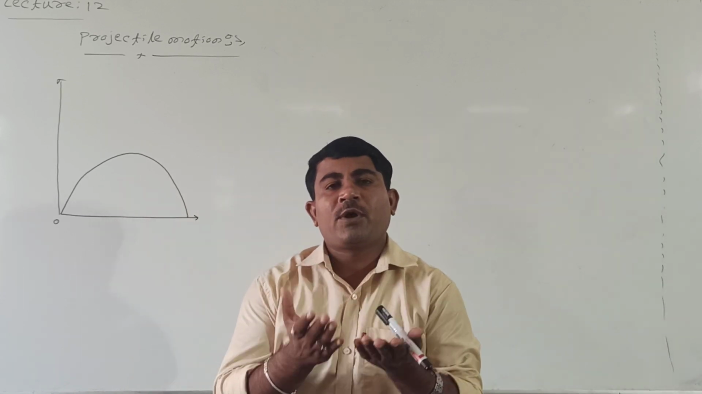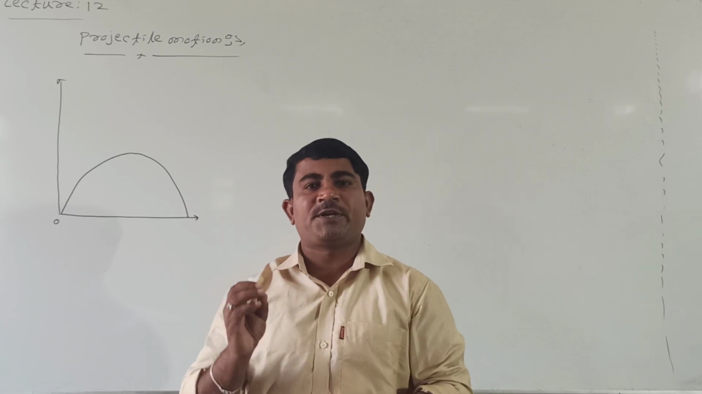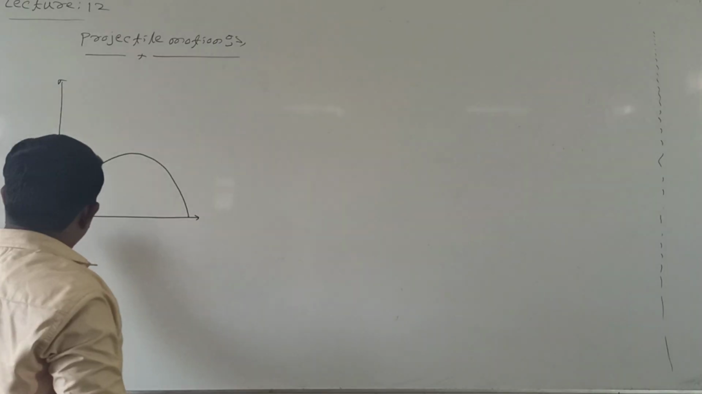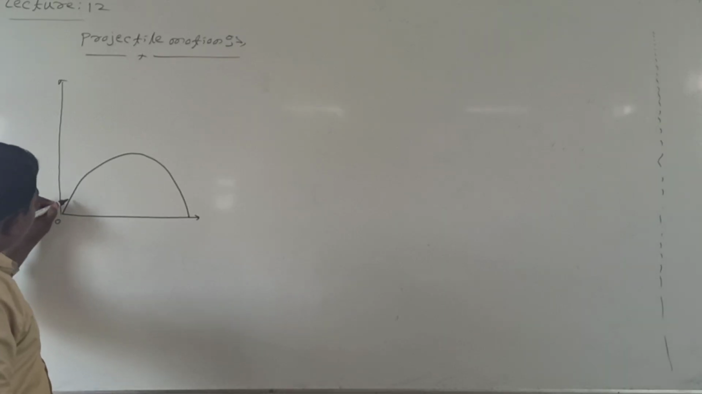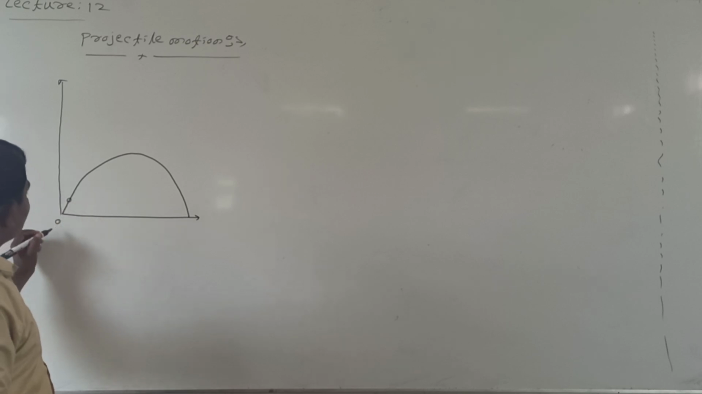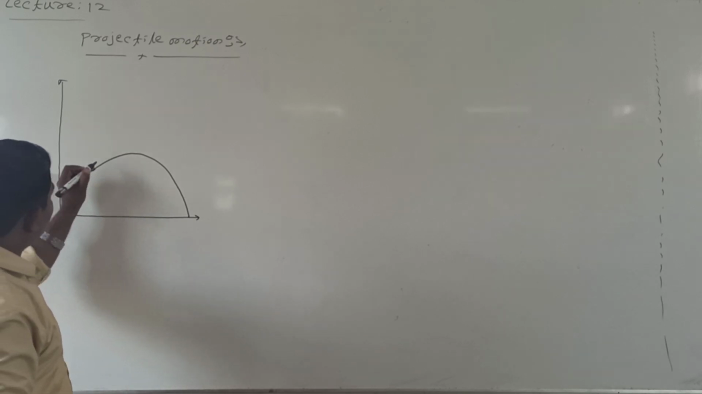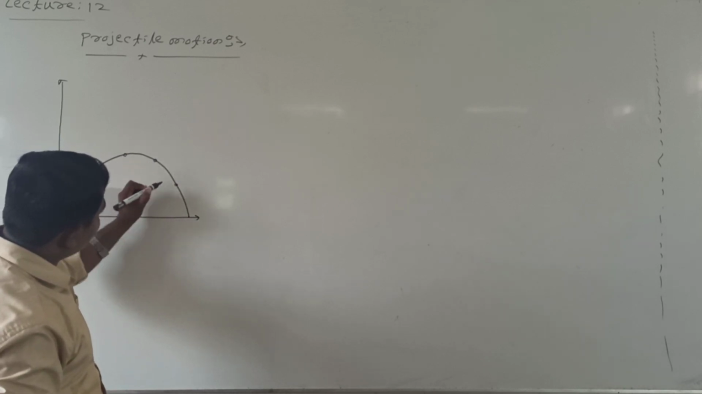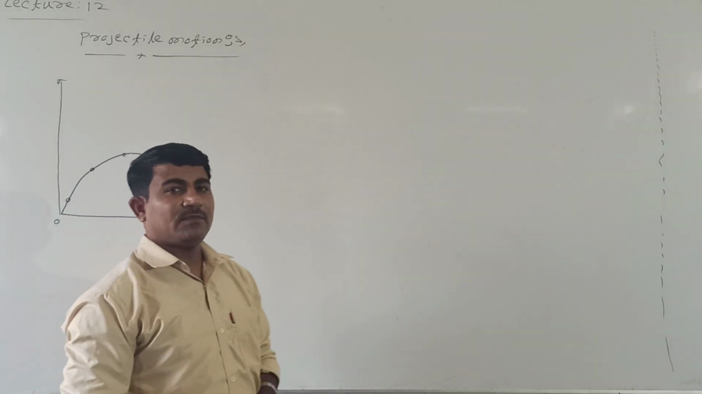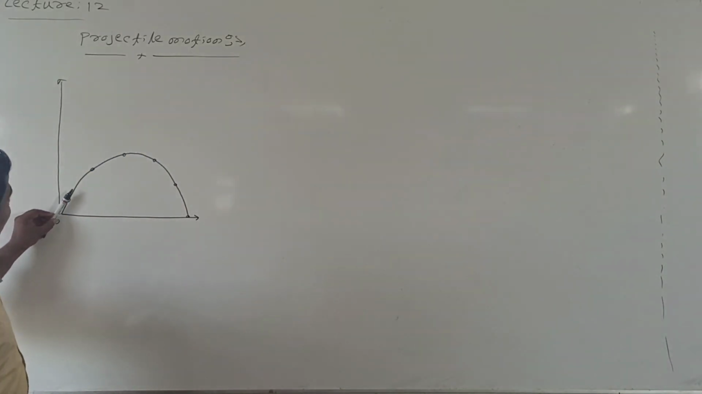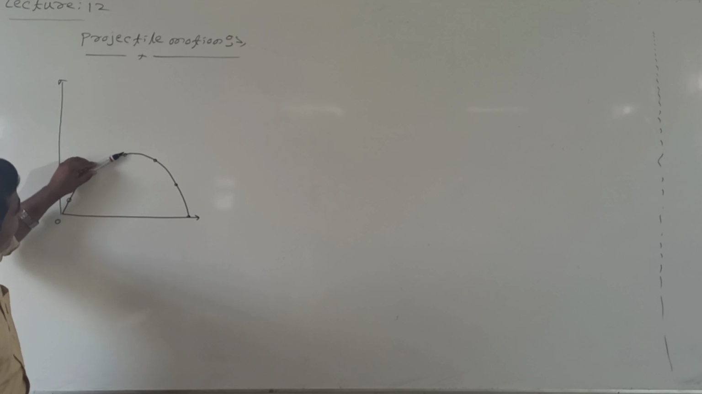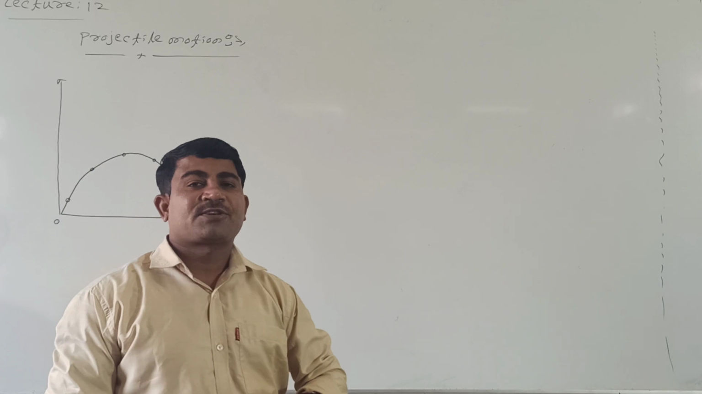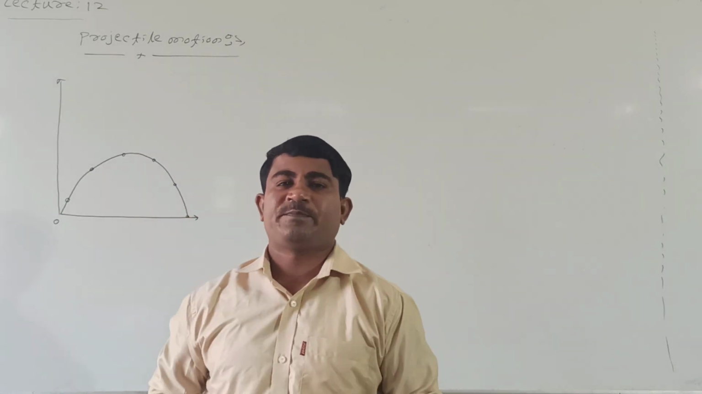Or if I want to throw an object toward the students, how can the object go? The object goes like this. The object can go in this path and may reach this point. Again, it may go like this, like this. When an object is projected with initial velocity, the object moves along a curved path under the action of gravity. This we are calling projectile motion.